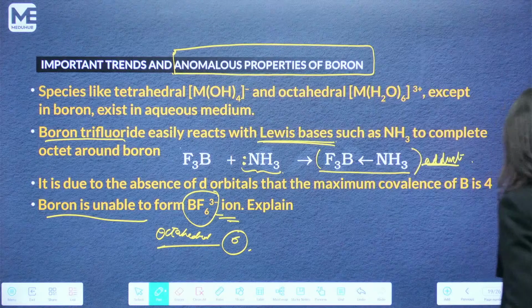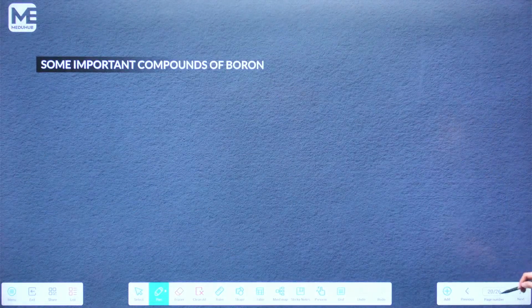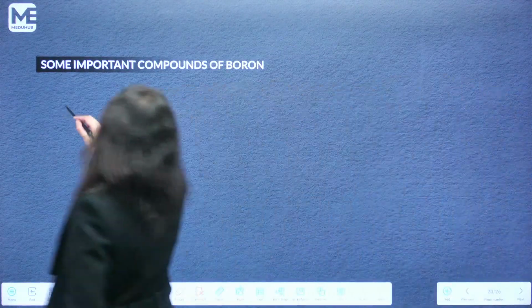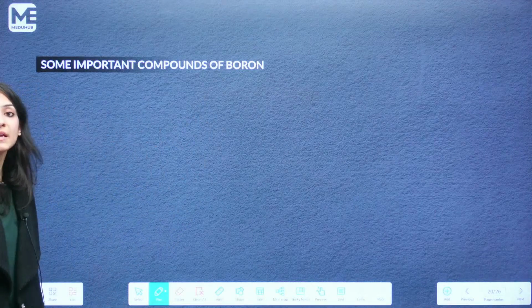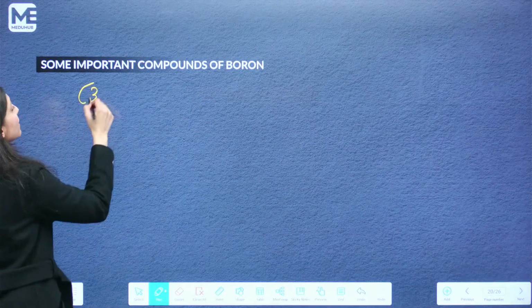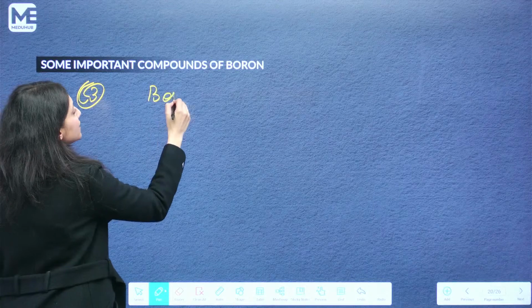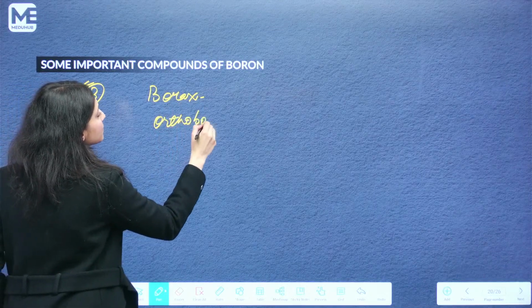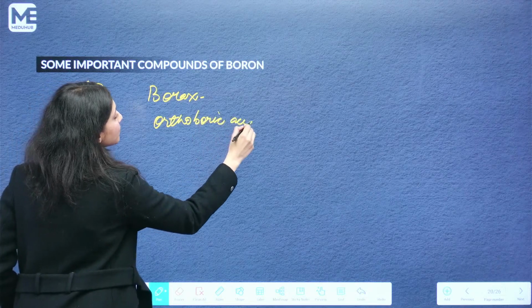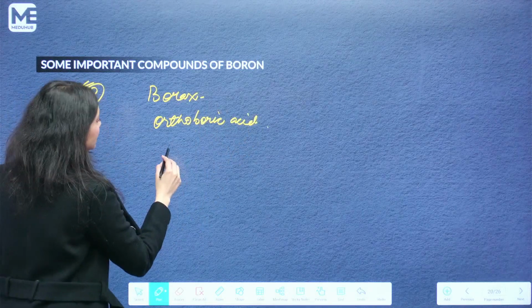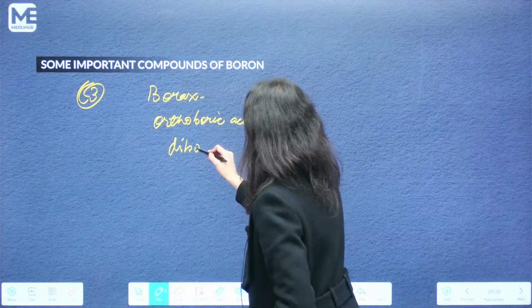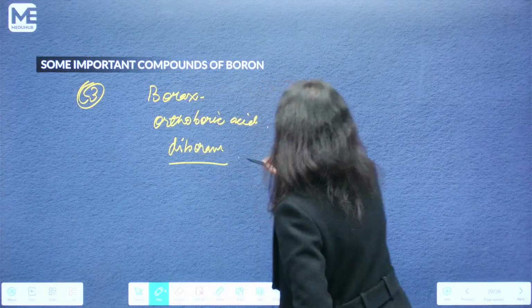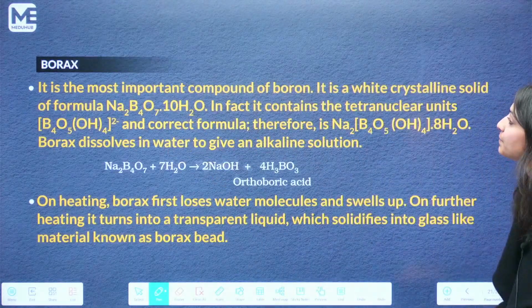Moving on, we don't have a lot of time left. I'll quickly go through some important compounds of boron. These are very important. So, we're talking about 3 compounds. One is borax, one is orthoboric acid, and the third one is diborane. Let's go through these quickly.